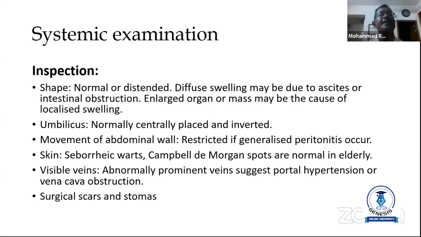Umbilicus, whether it is central, everted or inverted. Check the movement of the abdomen, whether restricted or not. In case of peritonitis, you will find restriction of abdominal movement. In the skin, you can check for Severity wart and Campbell de Morgan red spots, usually found in elderly patients. You can also find visible veins in portal hypertension, vena cava obstruction, and surgical scars and stomas.